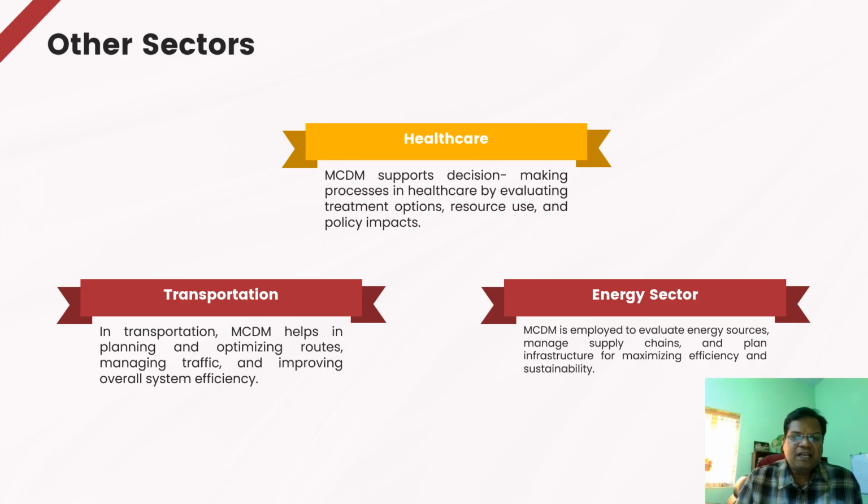Like transportation. In transportation, MCDM helps in planning and optimizing routes. Even in Google Maps, they are using MCDM for obtaining the optimized route. They are calculating the distance, time, and the traffic, optimizing the routes, managing traffic, and improving overall system efficiency. Now, in the energy sector also, MCDM plays a great role. MCDM is employed to evaluate energy sources, manage supply chains, and plan infrastructure for maximum efficiency and sustainability.